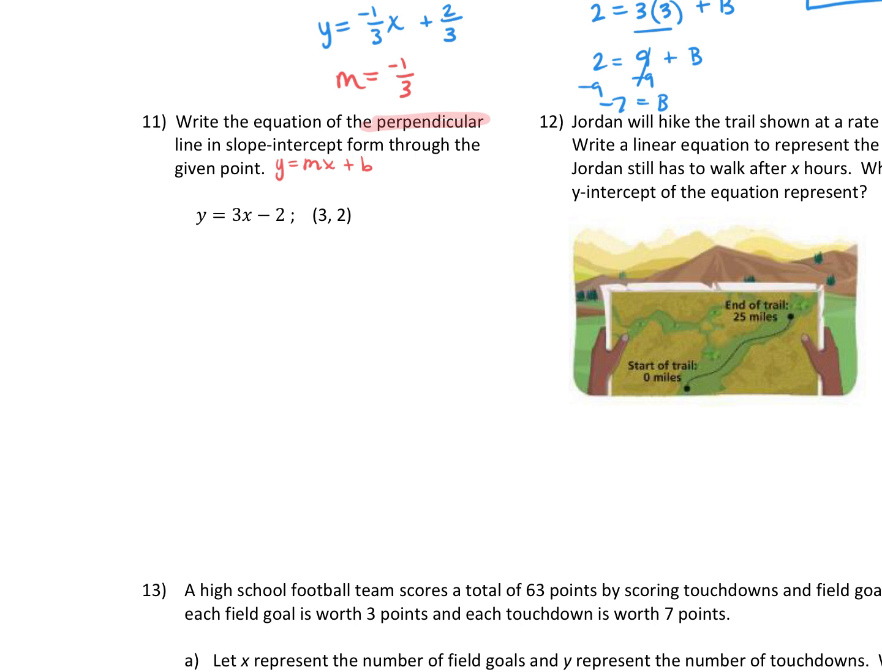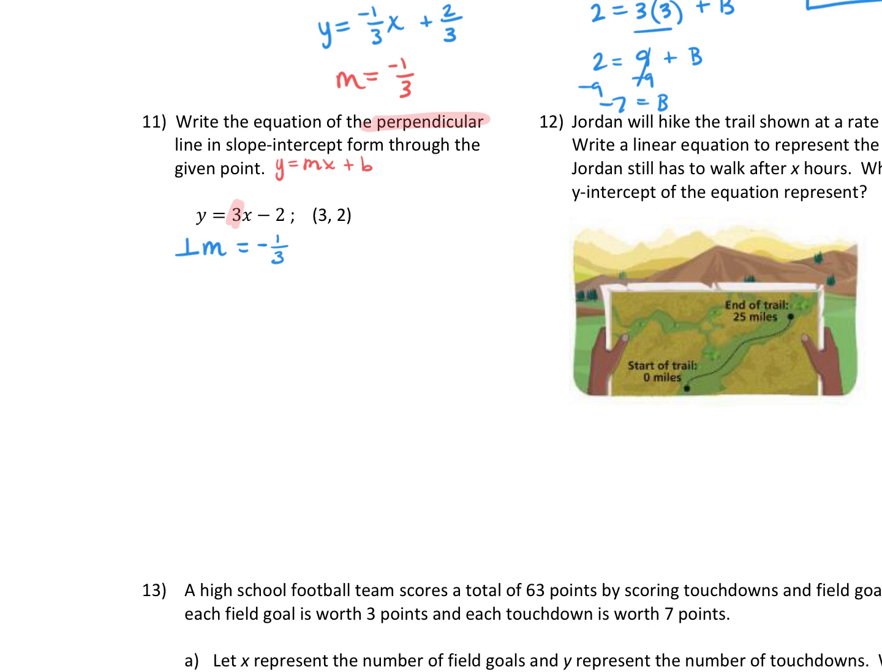So what do we need to know about this line? We need to know the slope. This slope is 3. So what is perpendicular to 3? Perpendicular symbol is an upside down T. M is slope, so the perpendicular slope is an opposite reciprocal. So this is a 3, opposite would be negative, and a reciprocal of 3 is 1 over 3.